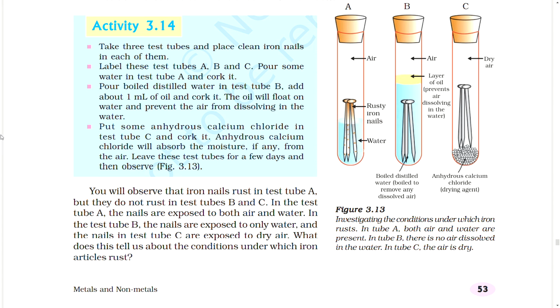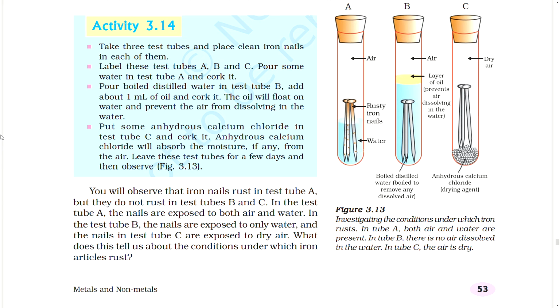Activity: take 3 test tubes and place clean iron nails in each of them. Label these test tubes A, B and C. Pour some water in test tube A and cork it. Pour boiled distilled water in test tube B. Add about 1 milliliter of oil and cork it. The oil will float on water and prevent the air from dissolving in the water.